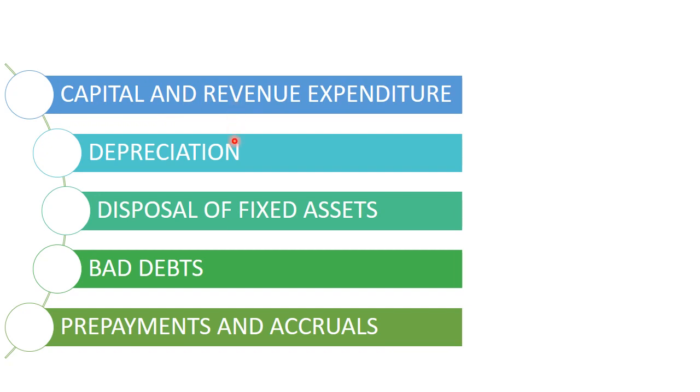Then in the next lesson, we'll look at depreciation. We'll know what depreciation is. We'll look at different methods of calculating depreciation and also its importance. Then after that, in the next video, we'll look at disposal of fixed assets. You have a fixed asset, you want to dispose of it. How do you do the accounting? Then we are also going to discuss bad debts, okay? And we'll end with prepayments and accruals.